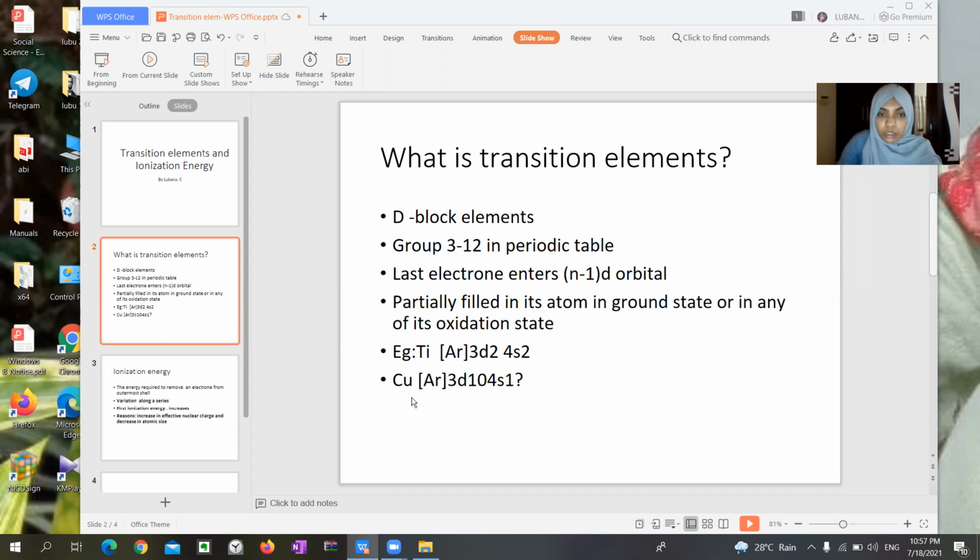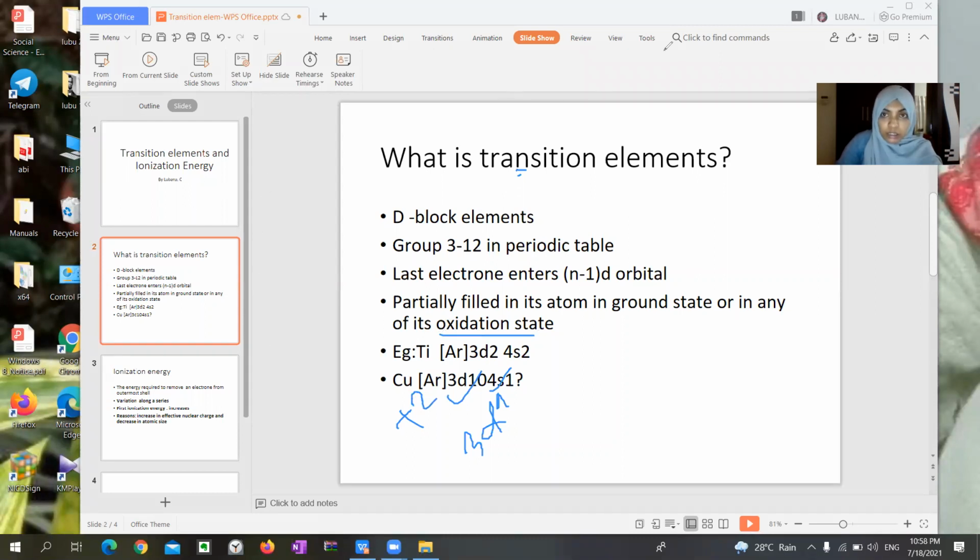Then we take copper. Copper has the outermost electron configuration in its ground state as 3d10 4s1, but it is completely filled. But in its oxidation state, what is the oxidation state? Plus 2. Copper's oxidation state is plus 2, and we remove one electron from the 4s subshell and another from the 3d subshell. The remaining is 3d9, so it is partially filled. So in its oxidation state, copper is also a transition element. Copper is a transition element because it can be represented as a partially filled electronic configuration in its oxidation state.